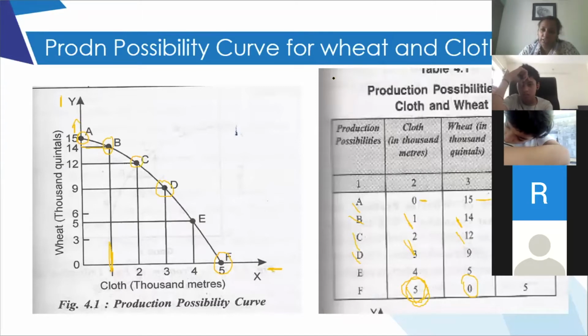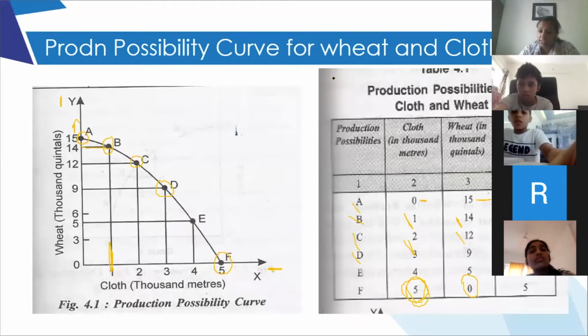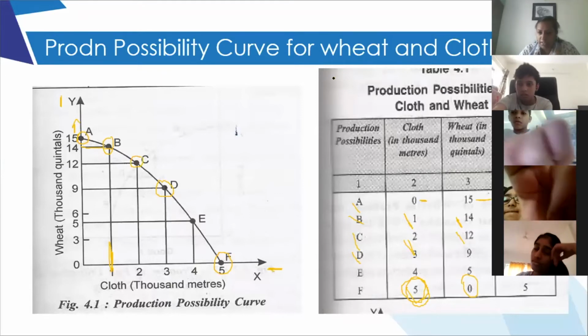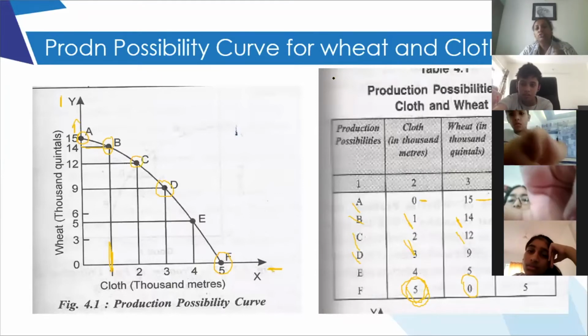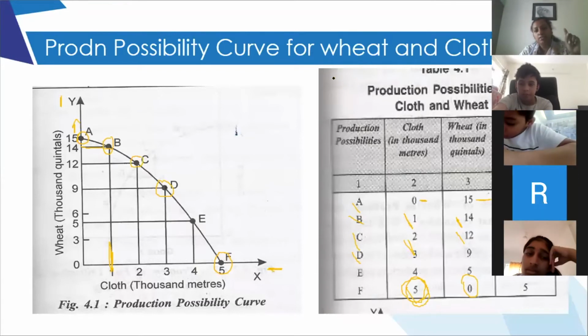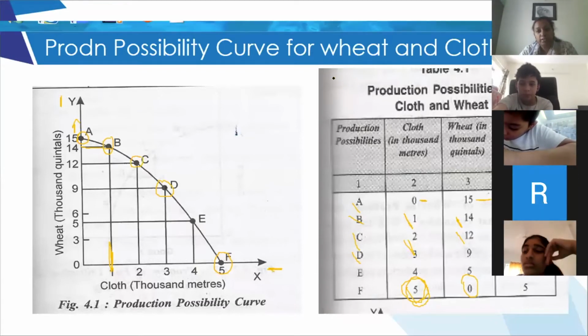So how many chocolates can you buy now? How many chocolates can you buy with 90 rupees? 9 chocolates. Yes, so your next point comes as 9 chocolates and 2 crackers.